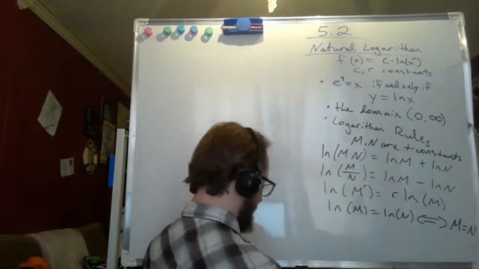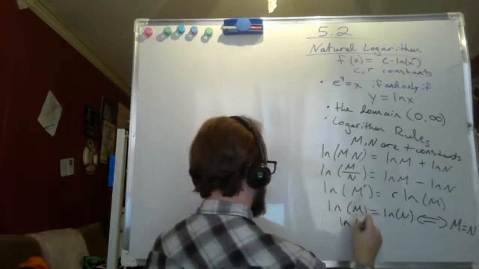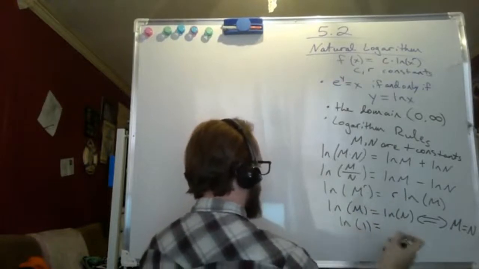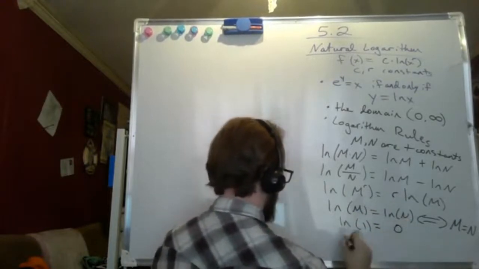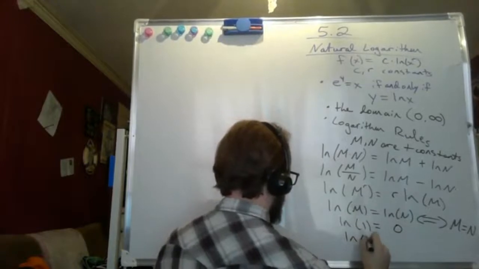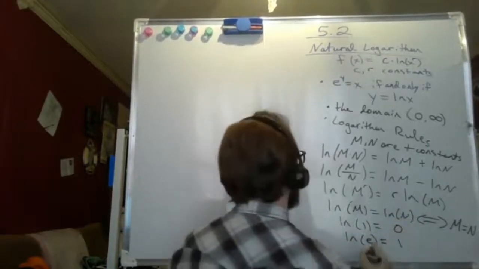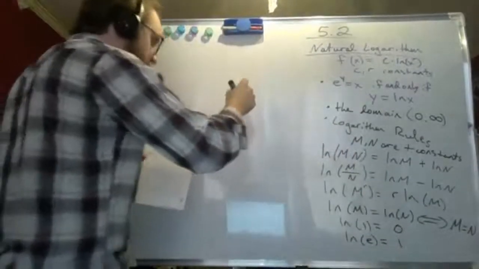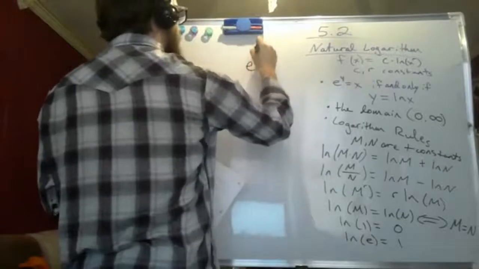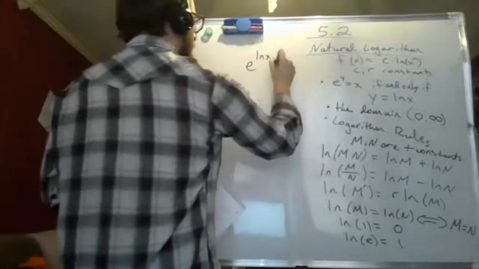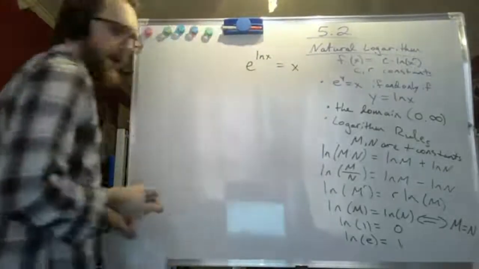And then some other little nifty tricks. And this you can get from the calculator, but it's worth remembering just to save yourself some time. The natural log of 1 is 0. The natural log of e is 1. If you have e raised to the natural log of x power, then the e and this natural log are going to cancel each other and just leave you with x.